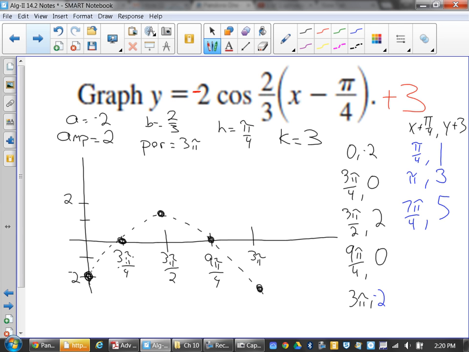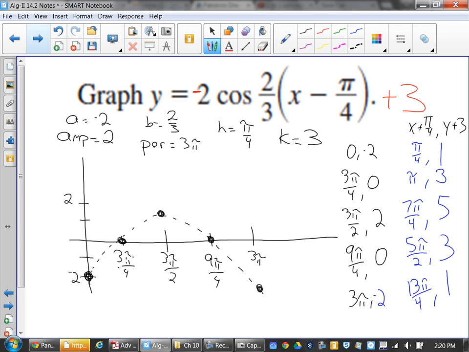Remember, I'm adding to both the x and the y values. This is 6 pi over 4. 6/4 plus 1/4 is 7/4. Then I have 9 pi over 4, add a fourth, you get 10/4, which is 5 halves. And 3. And then 3 and a fourth becomes 13 pi over 4. And that's 1.